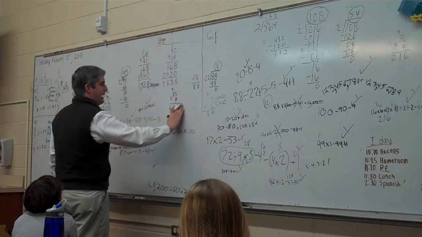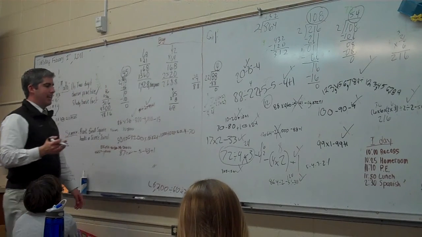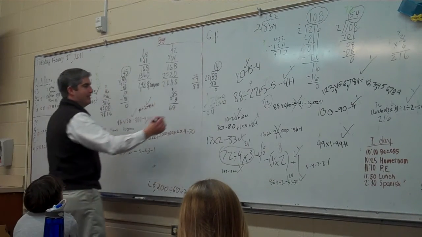Then I divide by 1,000 again. It leaves me with 68. Then I'm going to divide by 20.